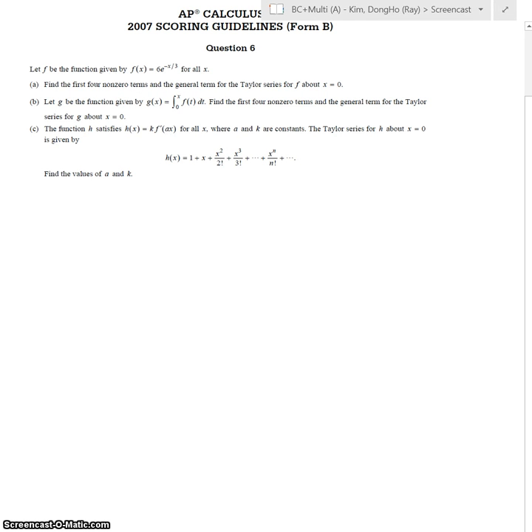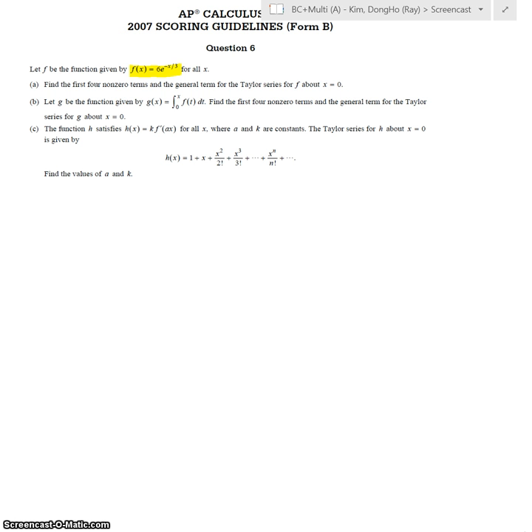Hello, so today I will solve this problem, question number 6 from AP Calculus BC 2007 Form B. As you can tell, this question is generally about Taylor series. We're given this function f of x, which equals that.